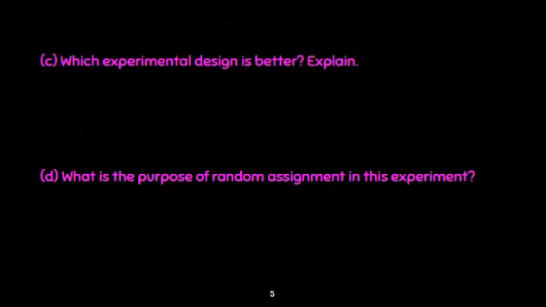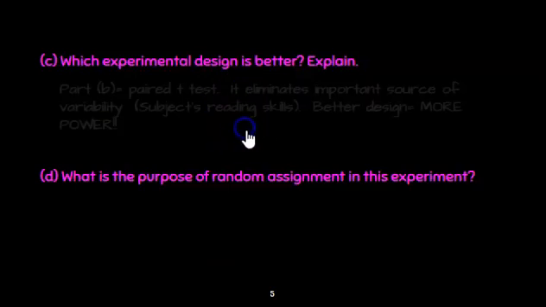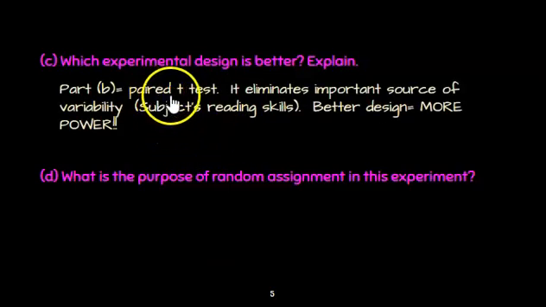So part C, which experimental design is better, do you think? Well, I would say part B is better, the paired t-test, because it eliminates an important source of variability. That is the subject's reading skills, right? Better design will mean better power, or more power, in your test. So you know that some people read better than others. What if all the good readers ended up in the non-distraction room? That would skew your results a little bit.